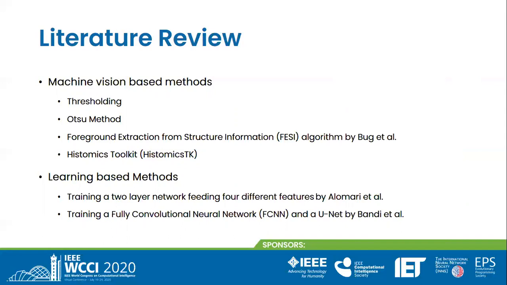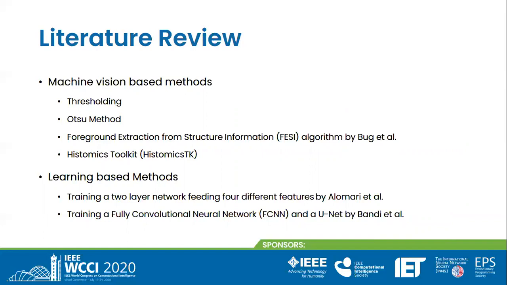One of the competitive algorithms for this problem is the FESI algorithm by Bug and others, which uses a combination of basic methods such as median filtering, thresholding, erosion, and dilation to address this problem. Also, one of the most well-known and widely used open-source libraries in digital histopathology called HistomicsTK provides a tissue detection function which contains a series of Gaussian smoothing and Otsu thresholding.